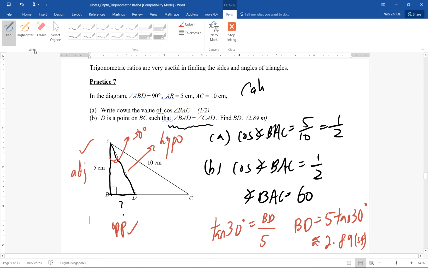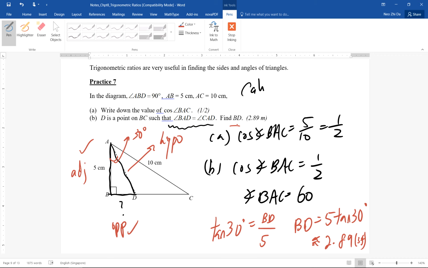So, okay, let me explain one more time. For part B, you are asked to find BD. From cosine of angle BAC equals half, you can immediately find the angle, which is 60 degrees. BAC is 60 degrees. The question says that BAD equals CAD. As you just divide by 2, you know that BAD is 30 degrees. The question wants you to find BD. Hence, you will focus on triangle ABD.